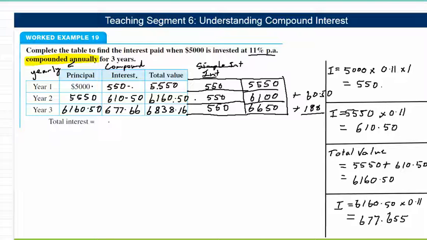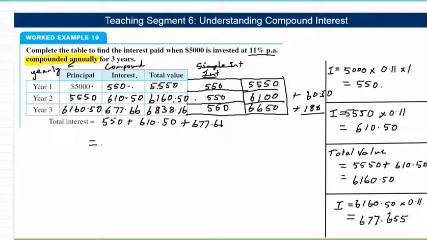Okay, so the total interest, we just need to add up this column. 550 plus 610.50 plus 677.66. Each value, E8 plus D9, E9 plus D10, as it goes down, it just keeps adding.